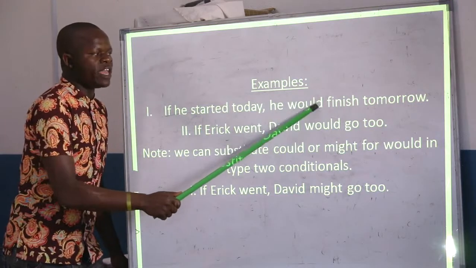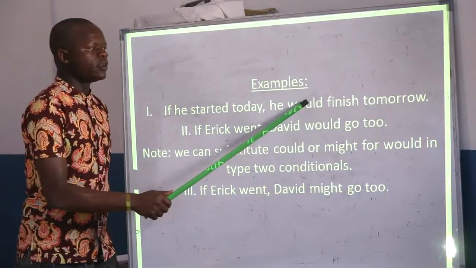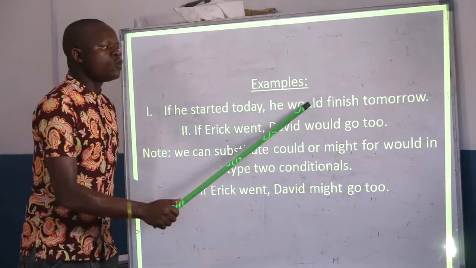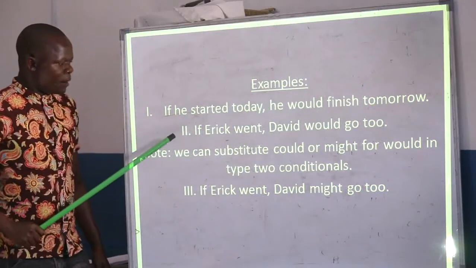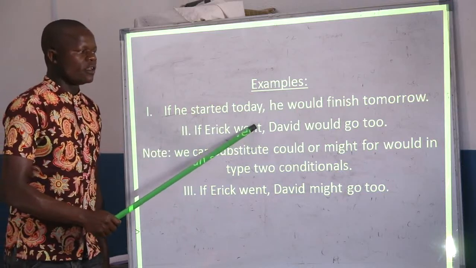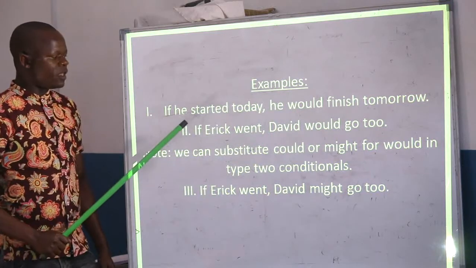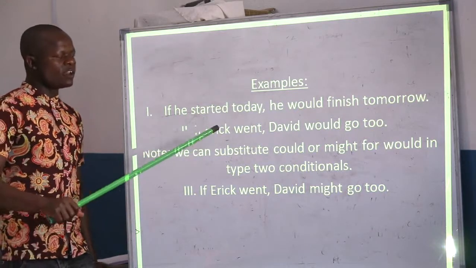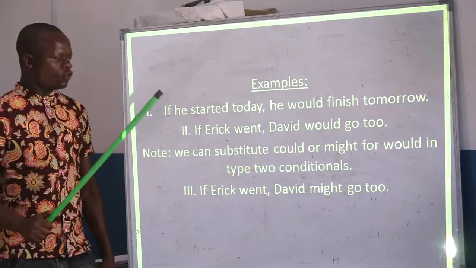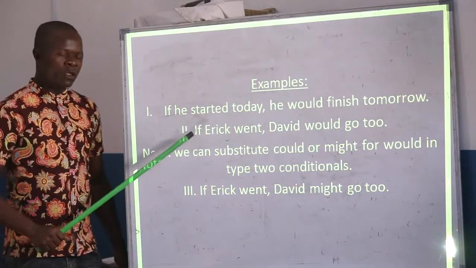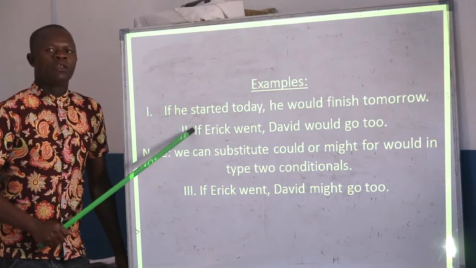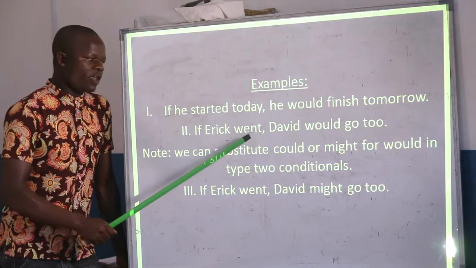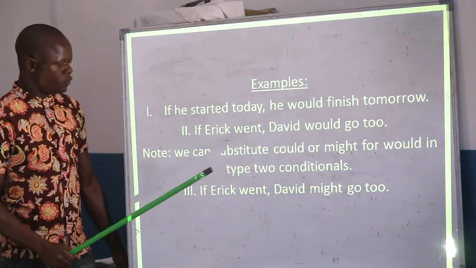You can see also would here. Then after using would, the verb remains in its original form. We don't change the verb. He would finish tomorrow. Number 2, if Eric went, David would go too. That means the word went is in simple past. Then I follow that word using would. Another thing that you should note, my pupils, is that if you use the word if at the beginning, you need to separate that sentence using a comma, as you can see here. If Eric went, David would go too.